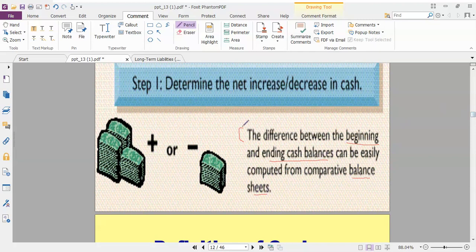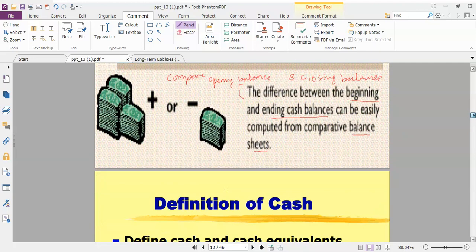What is the opening balance? That is the beginning balance, and we compare the opening balance with the closing balance of the cash. So that is the first step.